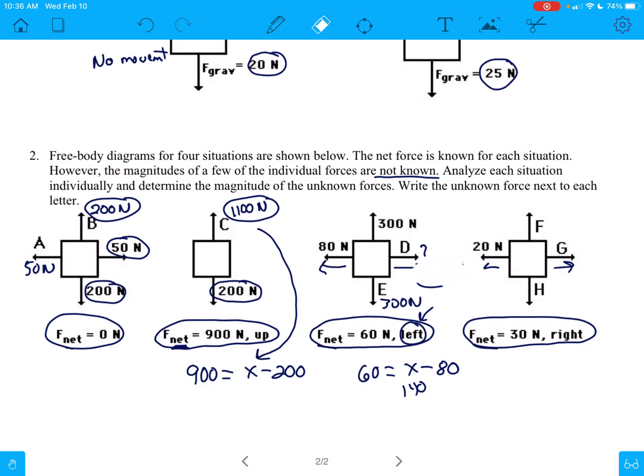Erase, erase, erase. Okay, so this has to be 60 newtons to the left. So you know what? I did that totally wrong. Let's erase this. We're going to end up with 60 newtons. But that's going to be x minus 80, or 80 minus x, and that's going to be the other way around. It's going to be 20. Okay, so this is 20 newtons.